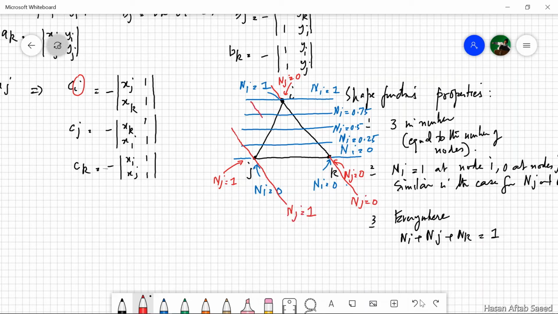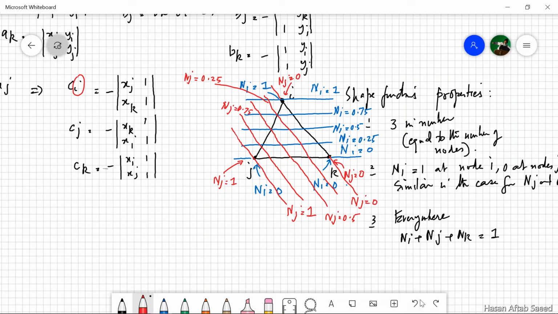And in between the two, nj should be 0.5. And similarly for lines that, here we can say that nj should be 0.75, and on this one nj should be 0.25. And similarly we can pass similar lines for nk.